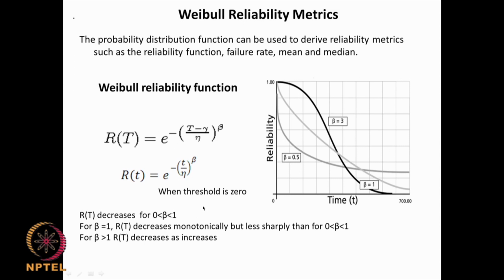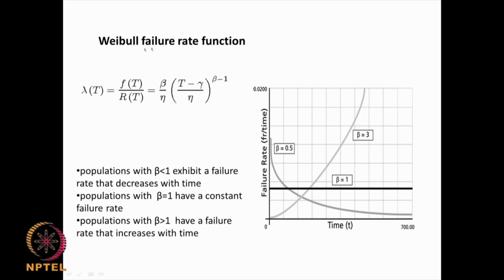Then we have the Weibull failure rate function, which is given by beta by eta times ((t minus gamma) divided by eta) raised to beta minus 1. If I remove gamma, it becomes beta by eta times (t by eta) raised to beta minus 1. If beta is less than 1, the failure rate decreases with time. If beta is equal to 1, failure rate is constant with respect to time. If beta is greater than 1, failure rate increases with time.